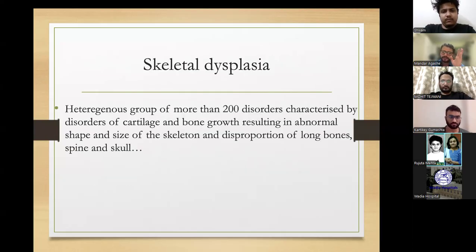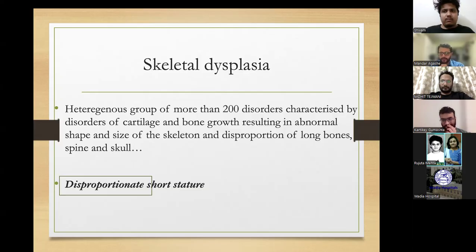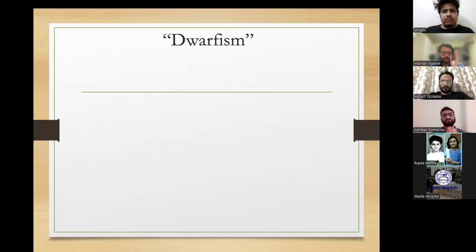So what exactly is skeletal dysplasia? Basically, it is a disorder of cartilage and bone growth, which results in abnormal shape and size of the skeleton and disproportion of long bones, spine, and skull. So the operative word here is disproportion. It's basically a disproportionate short stature. All right, so that is very, very important.